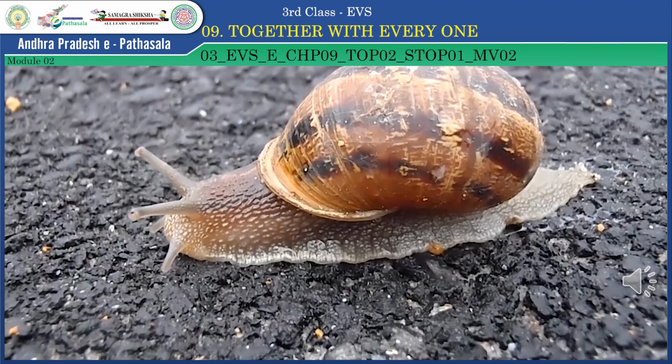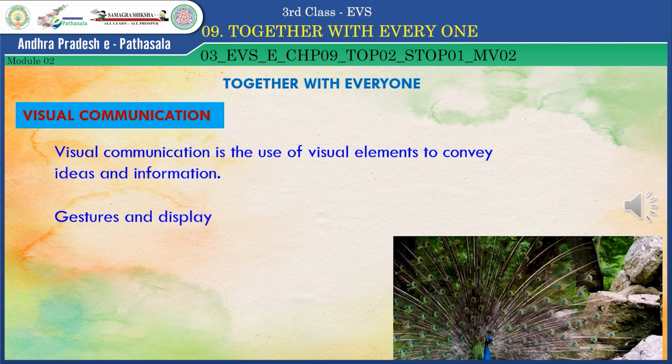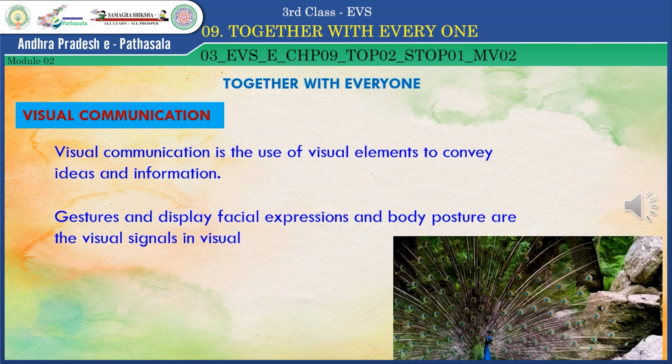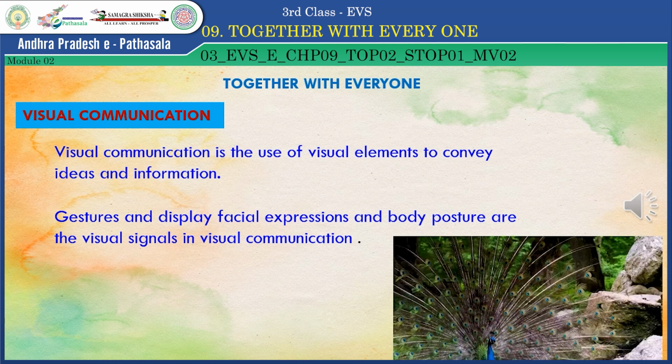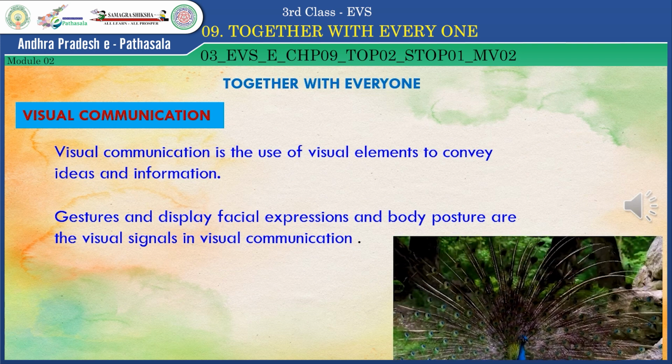Have you ever observed a dog when it is happy? Yes, you know very well. Dogs wave their tail when they are happy. This is visual communication. Let's discuss in detail. Children, visual communication is the use of visual elements to convey ideas and information. Gestures and display, facial expressions and body posture are the visual signals in visual communication. For example, peacocks use their elaborate wings to make friends.